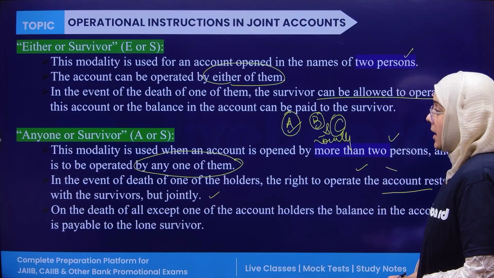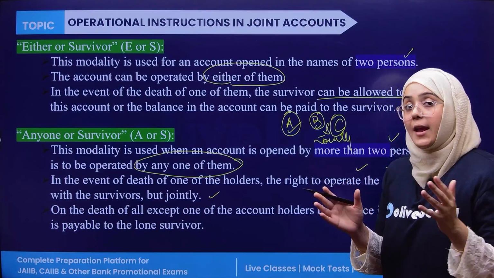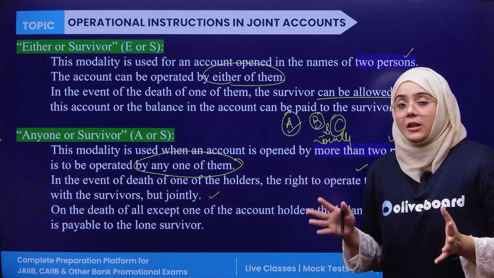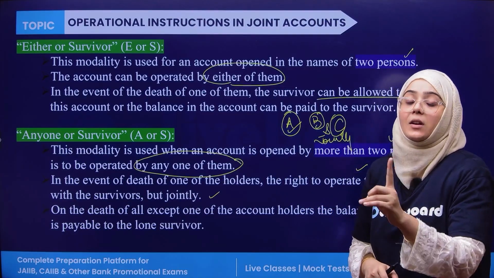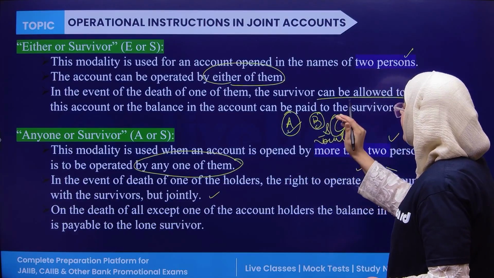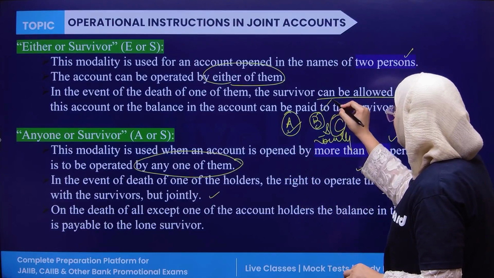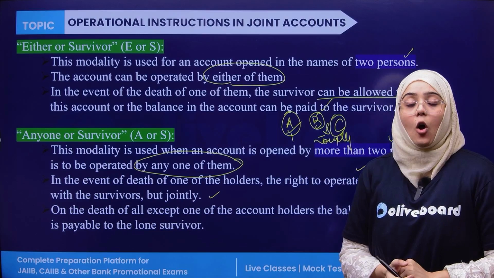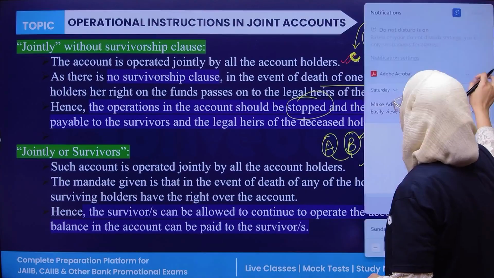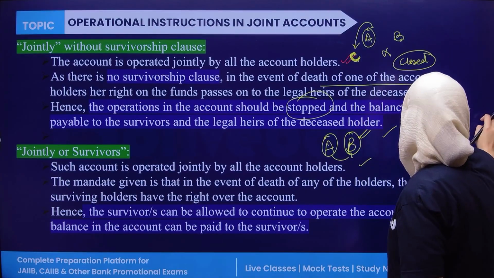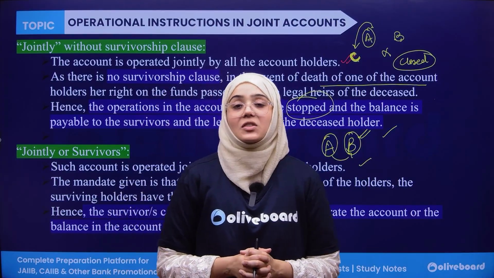Anyone or survivor is the condition in which more than 2% are opening the joint account. For example, there are 3%. Now, there is only 1% which is actually operating the account. If that 1% dies, then the other two can jointly operate the account. For example, if B died, then A and C jointly operate the account. If C died, then A and B jointly operate the account. Clear? So this is the complete thing. So this is the whole chapter. I hope that you have all understood this chapter completely.